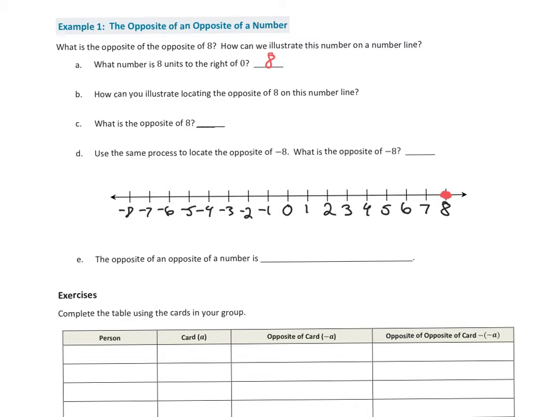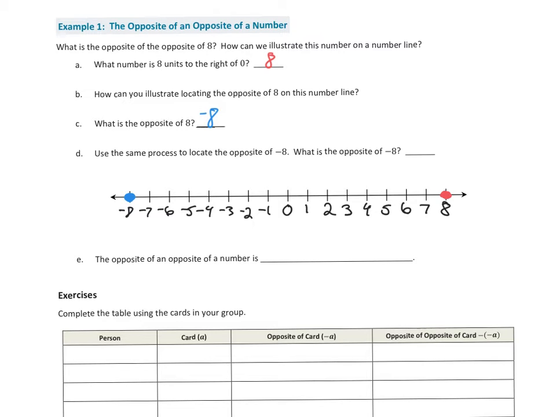B says, how can you illustrate locating the opposite of 8 on this number line? Well, we know that the opposite of 8 would be going back to 0, or resetting, as has been said by some other students, back to 0, and then starting and going 8 units to the left of 0. And that will put us here on negative 8. And so the opposite of positive 8 is, as you all know, negative 8.